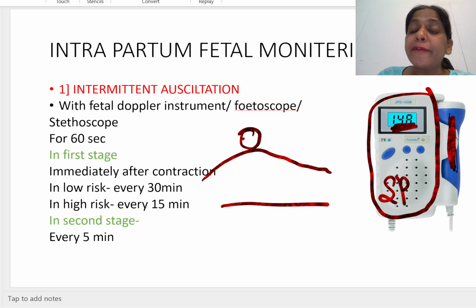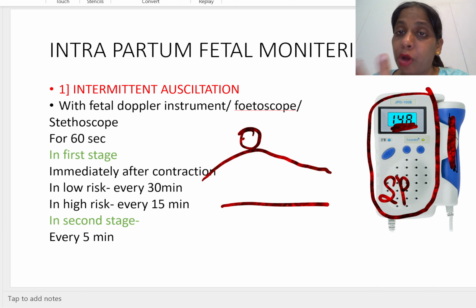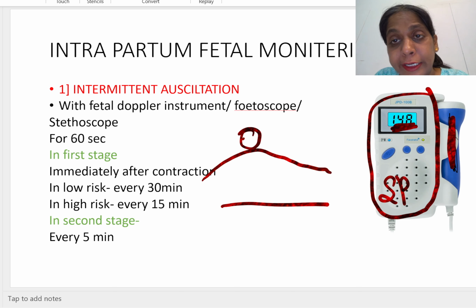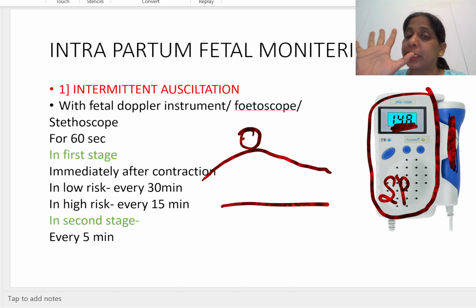Okay, and if the patient is in the first stage of labor and is a low risk or normal patient, then we have to auscultate every 30 minutes. And if the patient has a high risk pregnancy, then we have to auscultate every 15 minutes. And as the patient goes into the second stage, we have to auscultate the fetal heart rate every 5 minutes.